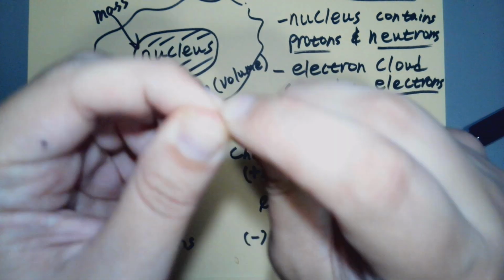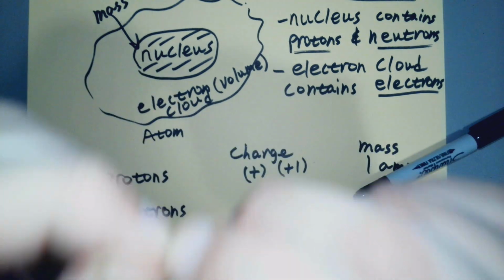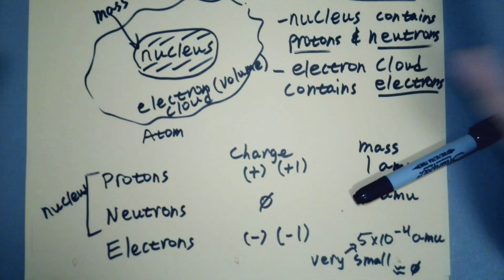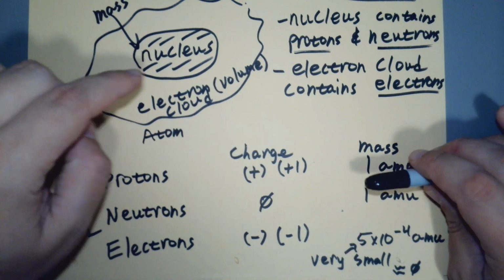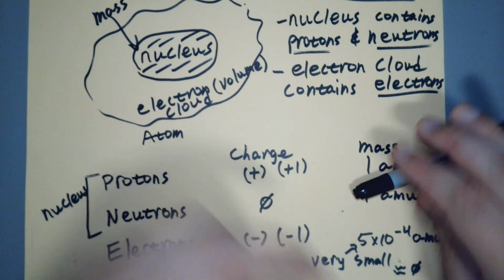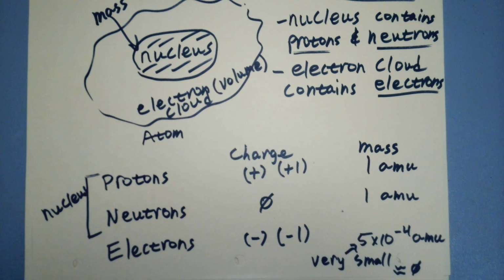The nucleus is very dense, it's very massive, it's really small, and then boom, there's an electron cloud all around it that takes up a ton of space. And so the electron cloud provides the volume, the nucleus provides the mass. There's kind of a division of labor there.